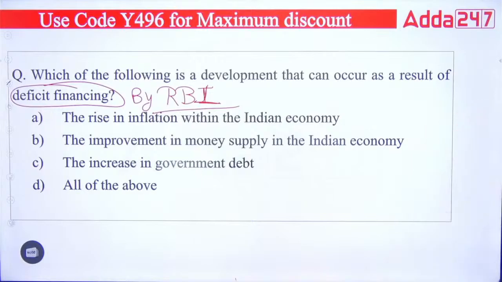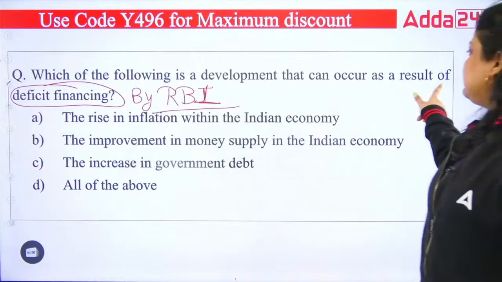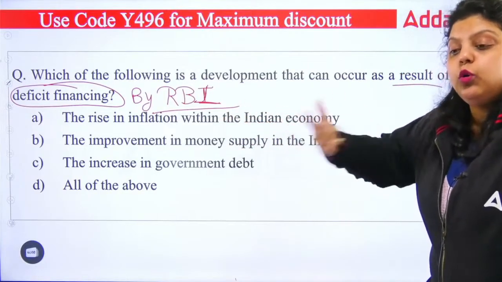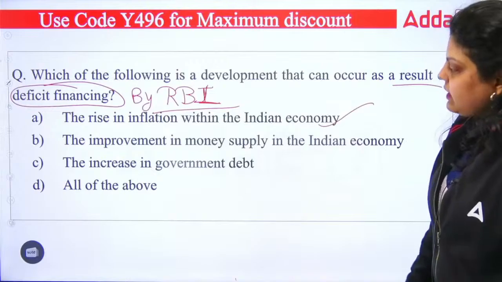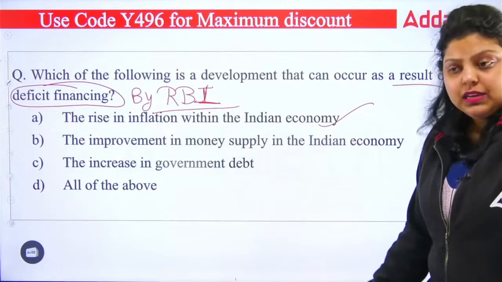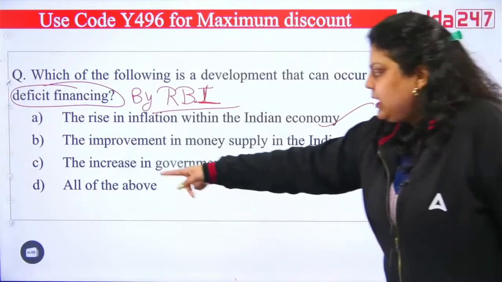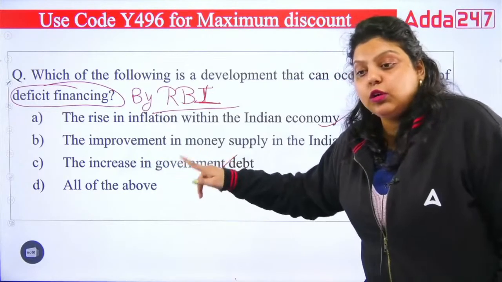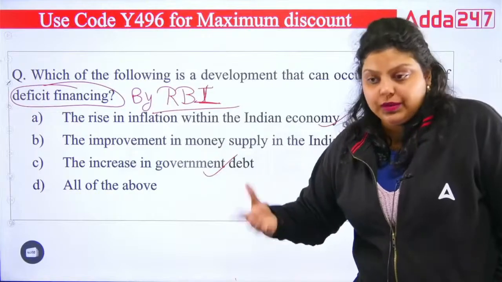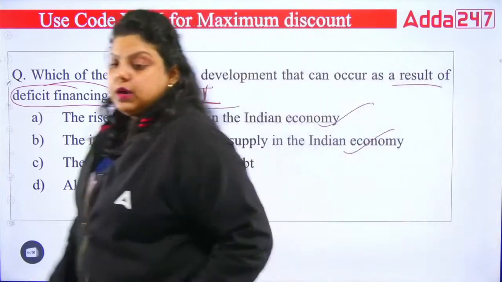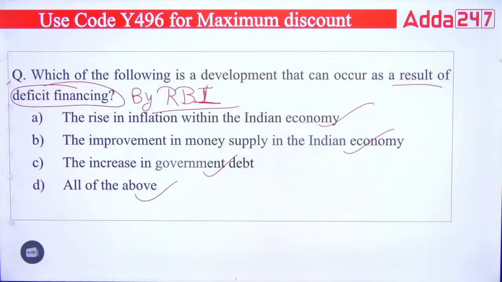That's deficit financing, and what result will be seen? The rise in inflation within the Indian economy. That's true, because you are printing more money. Second, the improvement in the money supply in the economy, that also happens. Money supply will increase in the economy. The increase in government debt, that is also true. The government will have to borrow money from RBI, so debt increases. So the right answer will be all of the above. All of the above are the results that will be seen when there is deficit financing. So the right answer is D.